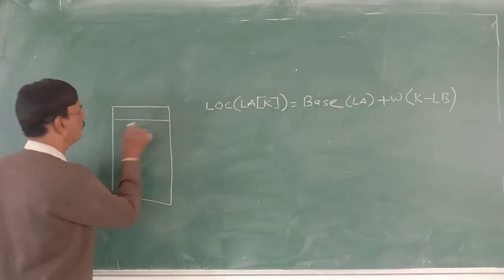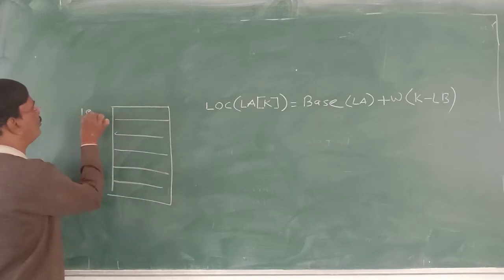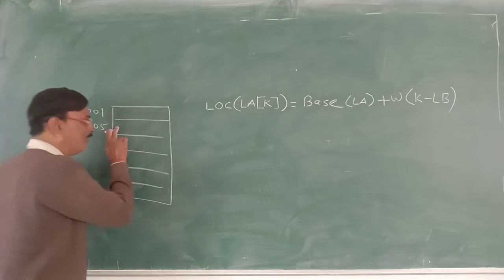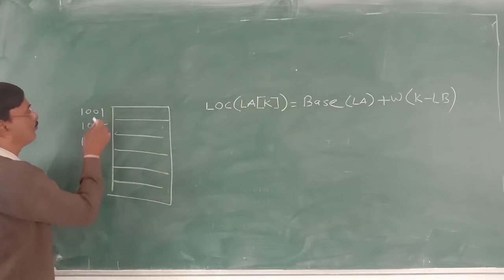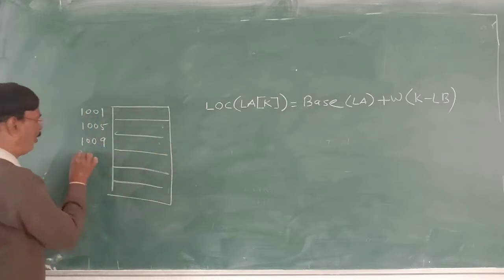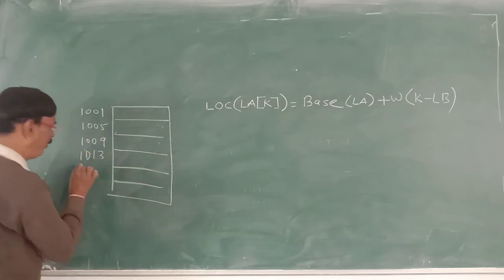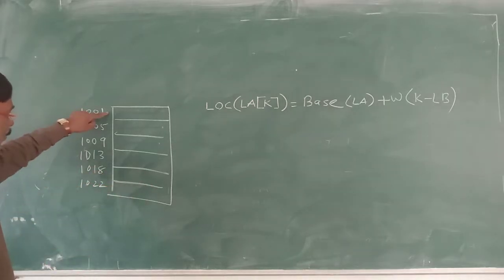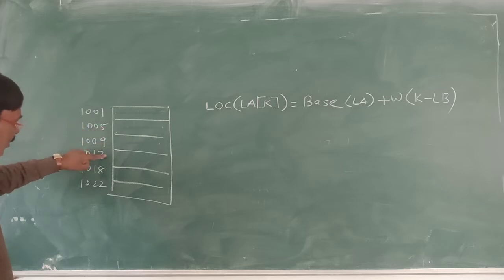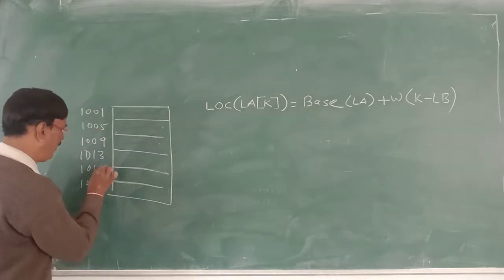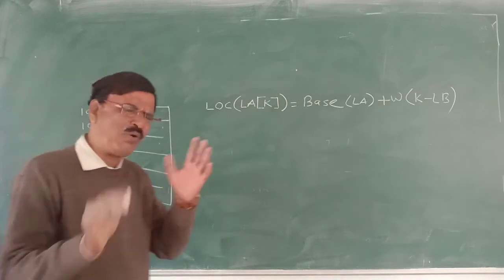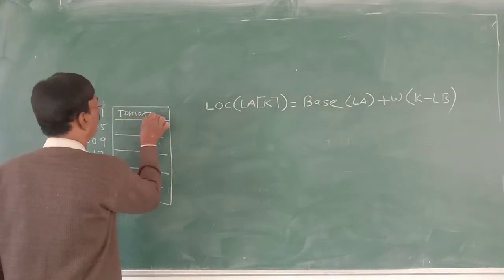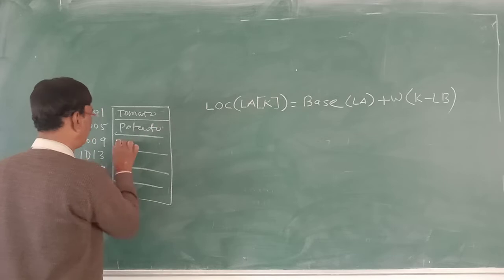So, consider a list. Suppose the base is 1001, and this element requires 4 memory locations, so the next will be 1005. These are 4 memory locations, so it will be 1009, then 4 memory locations, so it will be 1013, then 1017, then 1021. 1 plus 4 is 5, 5 plus 4 is 9, 9 plus 4 is 13, 13 plus 4 is 17, 17 plus 4 is 21. Now remember our list which you have organized: tomato, potato, milk, eggs.